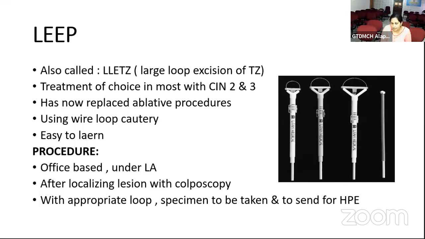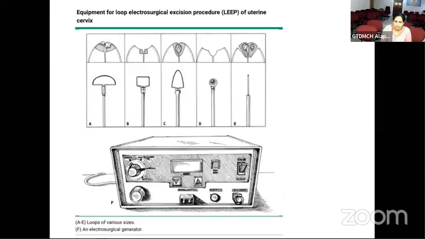So you choose according to the lesion and you excise the lesion with a specific wire loop so that you can give complete clear margins. So it is easy to learn. The procedure is always done under local anesthesia after localization with colposcopy, using the appropriate loop. The specimen is taken and sent for histopathological examination.